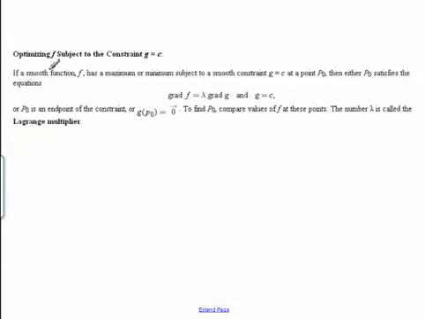So let's say that we want to optimize f given some constraint. Our method says that if there's a smooth function f which has a maximum or minimum subject to some constraint, then that's going to occur at the point where the gradient of f equals lambda times the gradient of g.